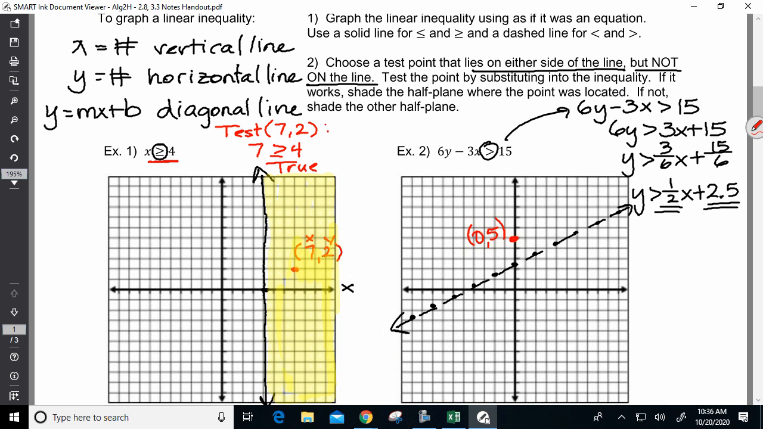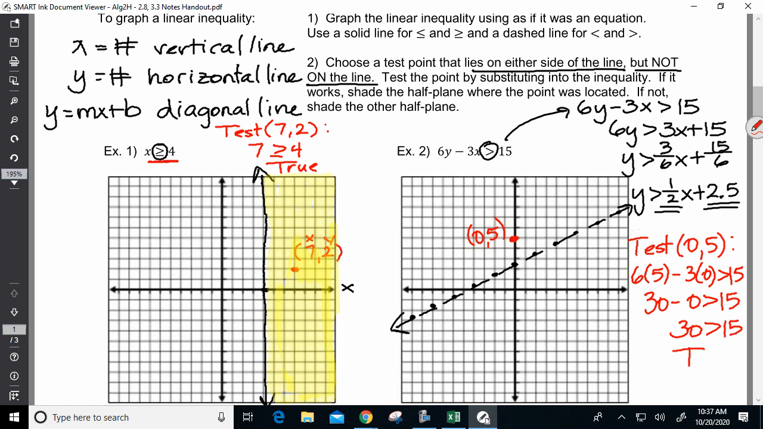So after you select the point, now you test it. So we're going to test 0, 5. That's 6 times 5 minus 3 times 0, greater than 15. So 30 minus 0 is 30. 30 greater than 15 is true. So that point works.